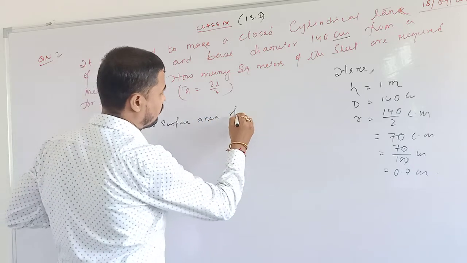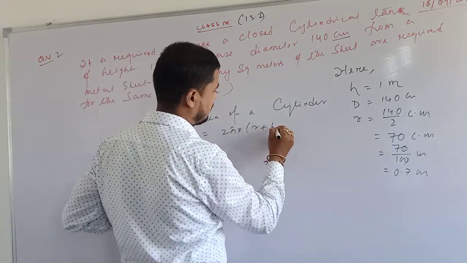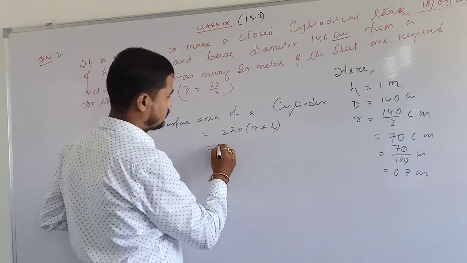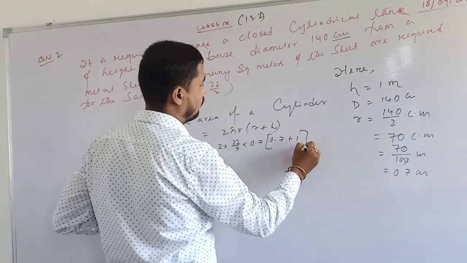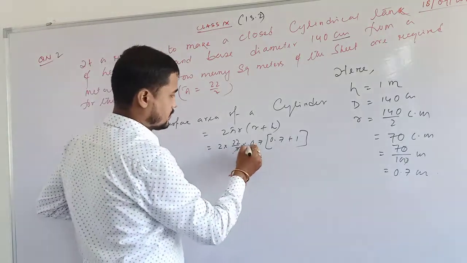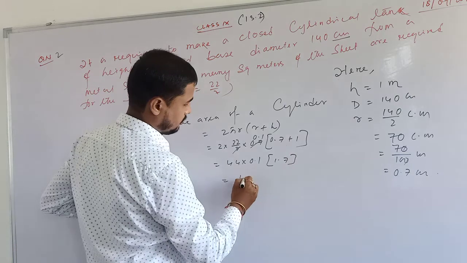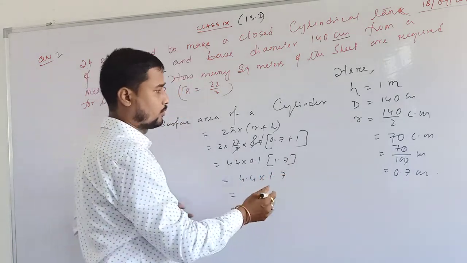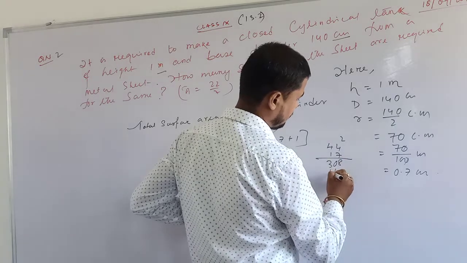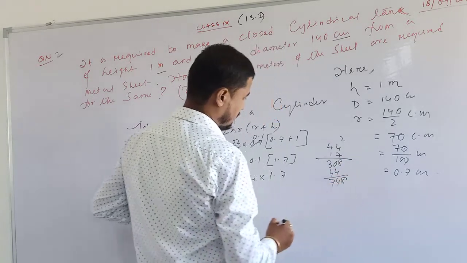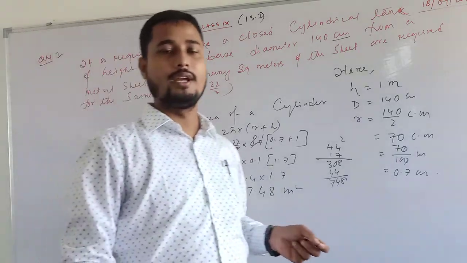Surface area of a cylinder equals 2 pi r into (r plus h). So 2 into 22 by 7, radius is 0.7, height equal to 1. That is 0.7 plus 1, which is 1.7. 44 into 0.1 into 1.7, that is 4.4 into 1.7. If you multiply 44 into 17, it is 748. So the answer is 7.48 meter square.